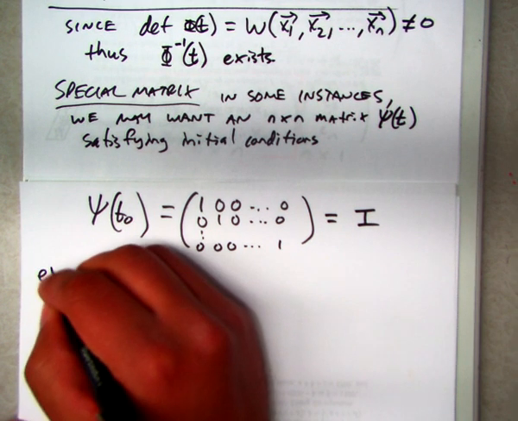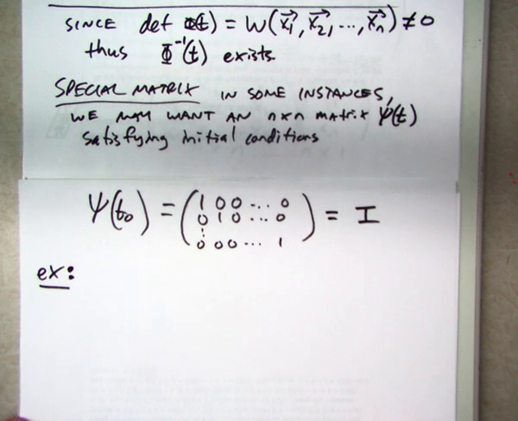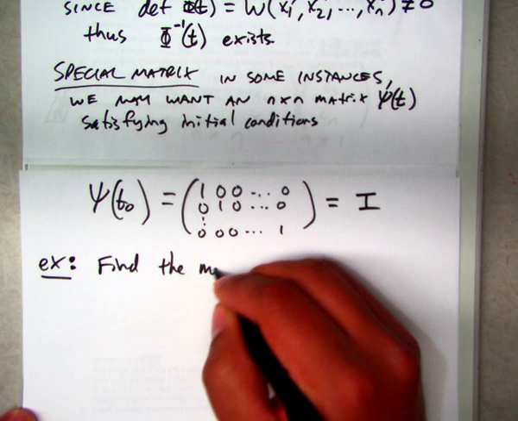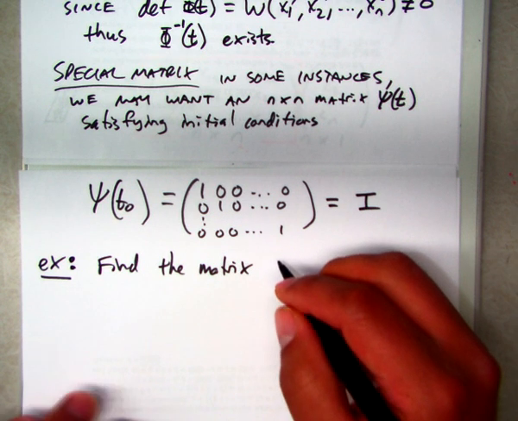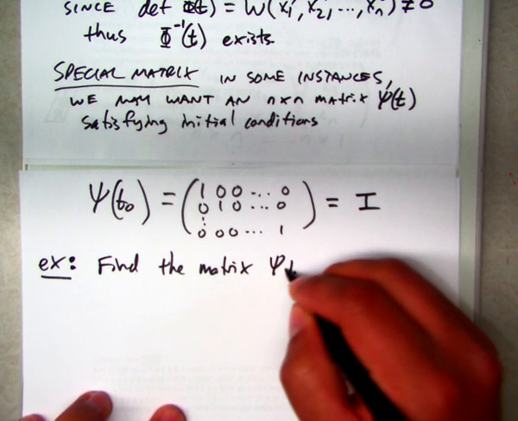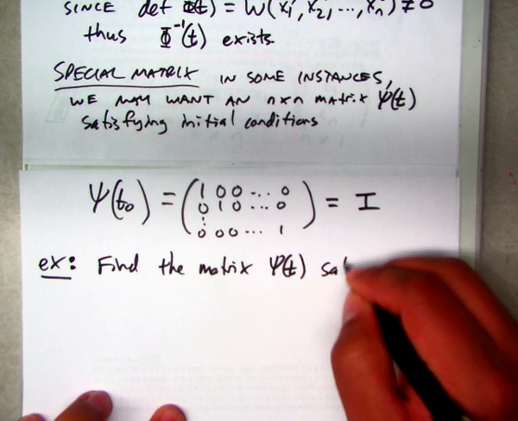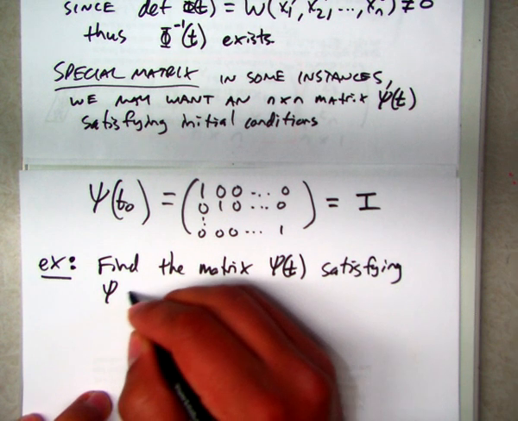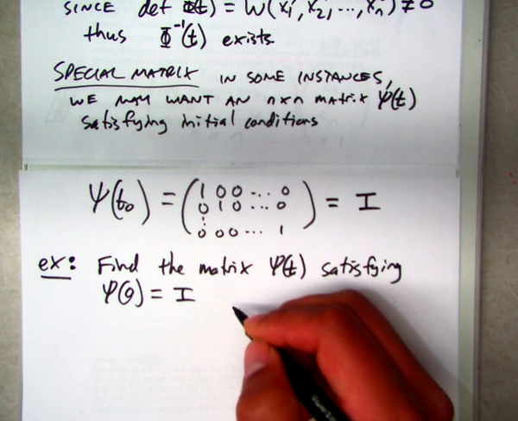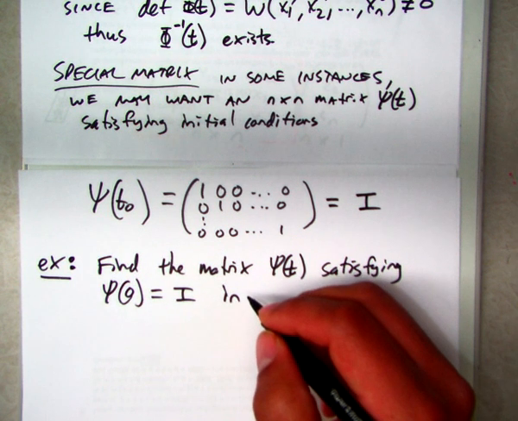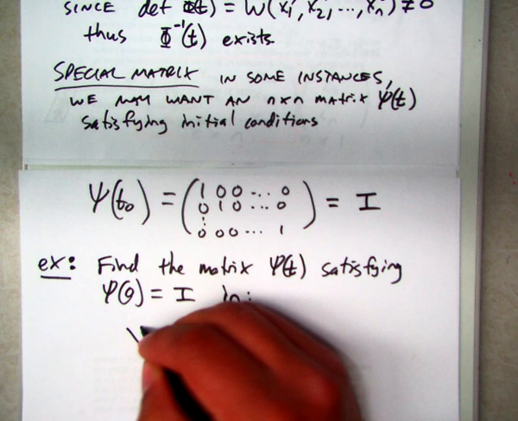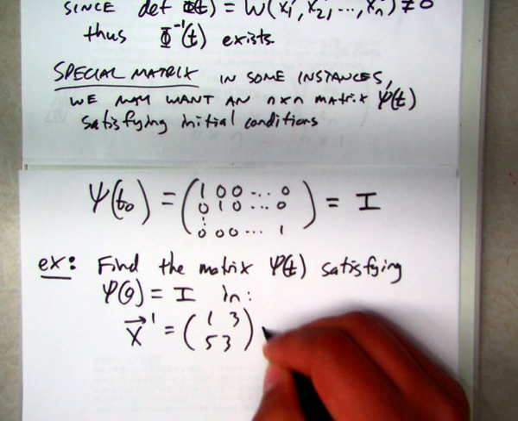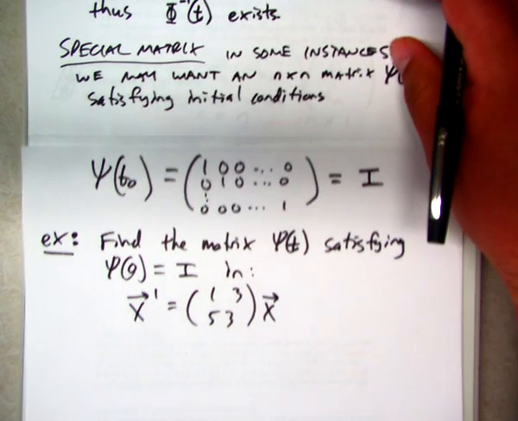Here's what it looks like. Find the matrix psi of t satisfying psi of 0 equal to the identity matrix in the previous example that we've been looking at, which is x prime equal to 1, 3, 5, 3 times solution vector x.